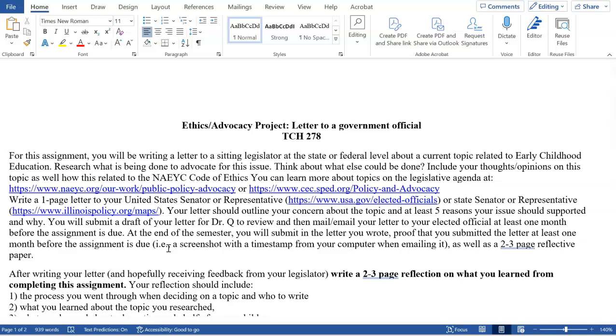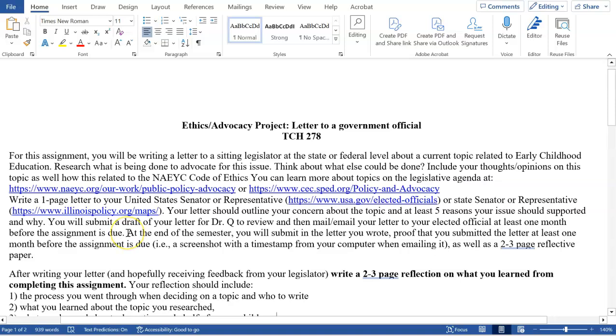So you will submit a draft of your letter to me and I almost said ReggieNet. My goodness, I need to go back and remember who I am today. Canvas. And that is due in mid-October. Once you submit your draft, I will review it, let you know if any changes need to be made. And once I've approved it, you will send this off, email it to your senator or representative. Hopefully you will get a response from them.